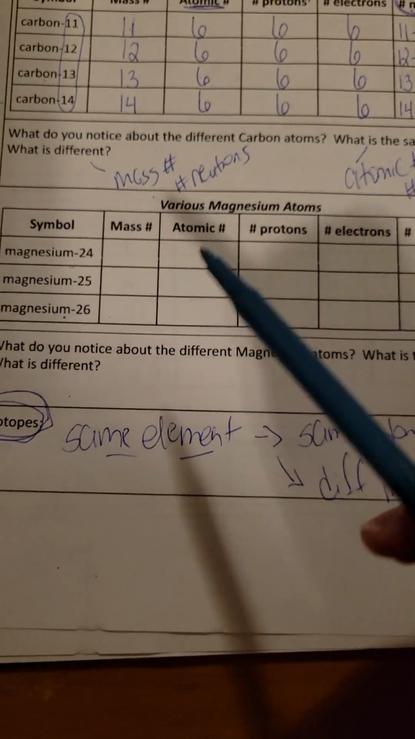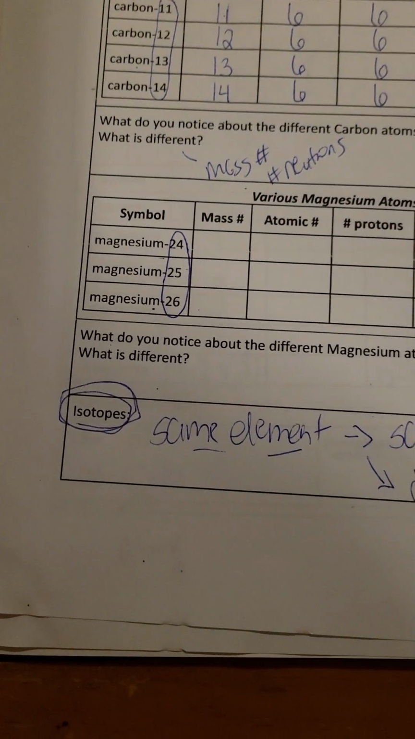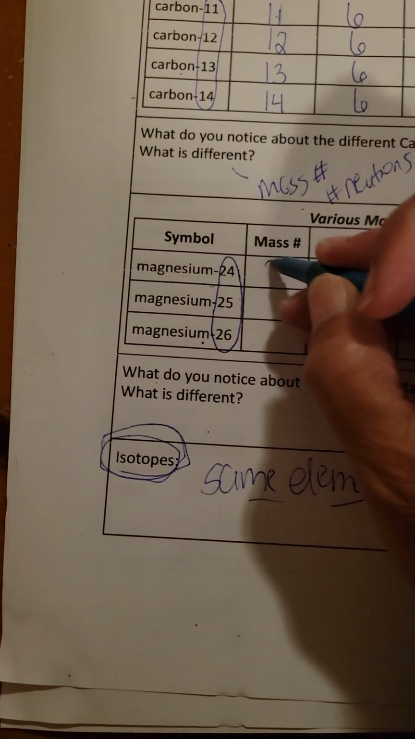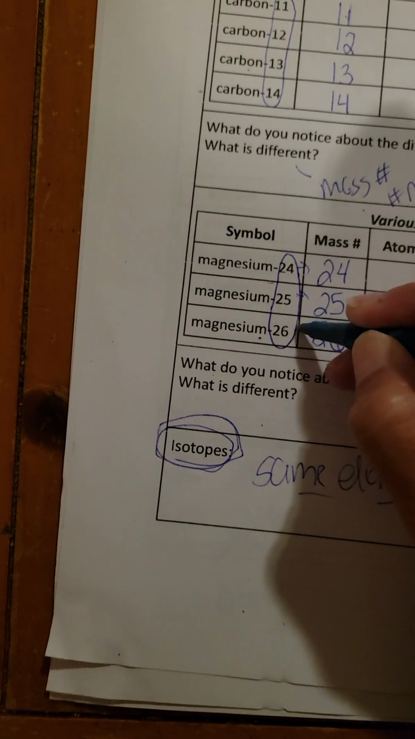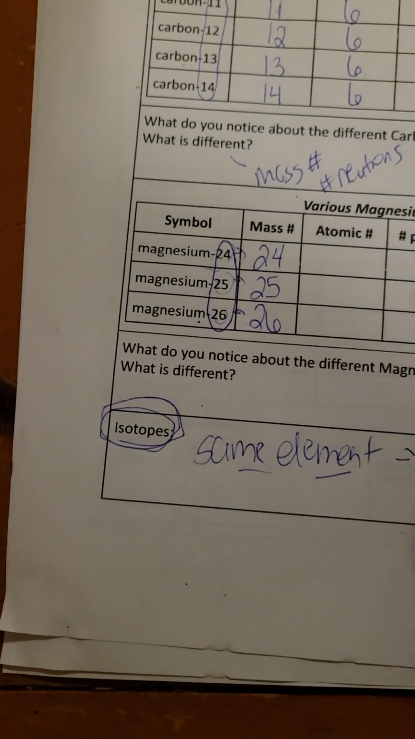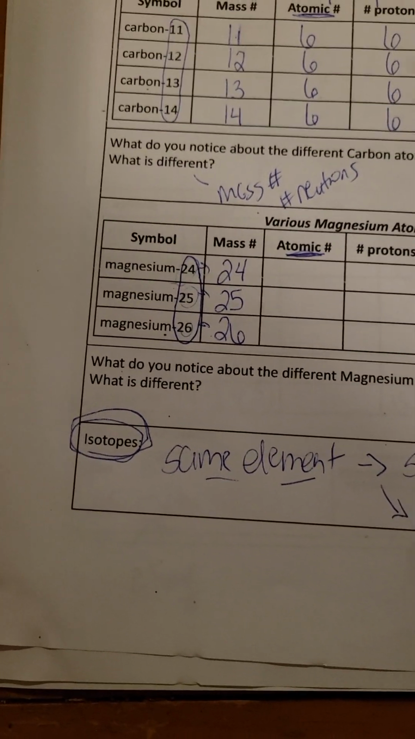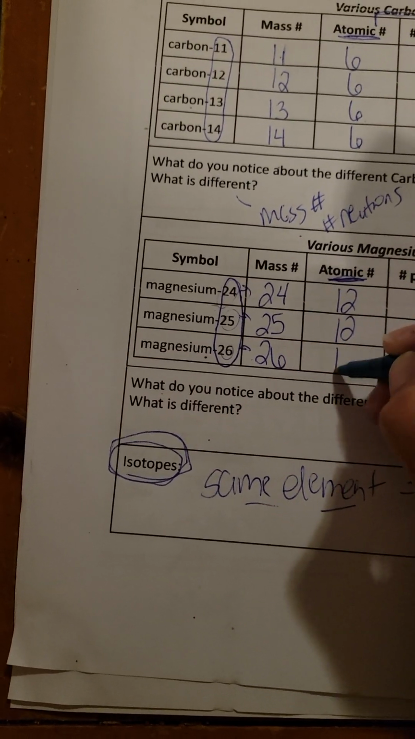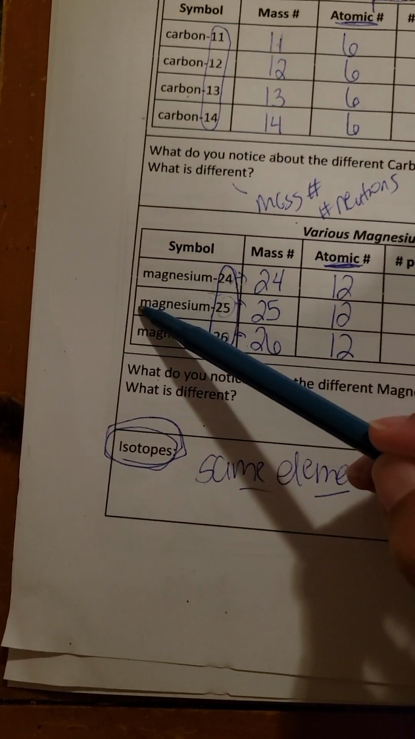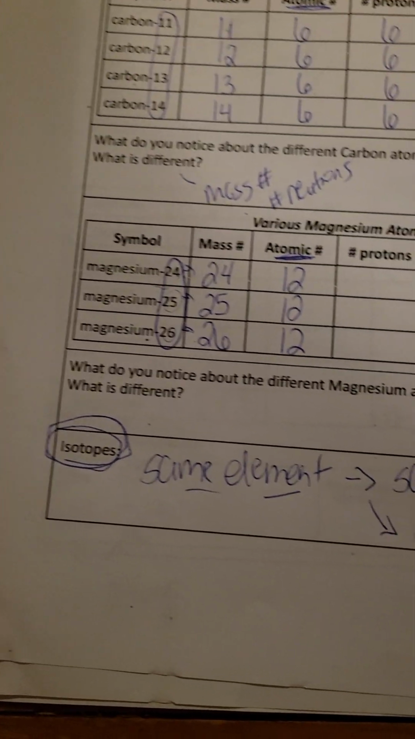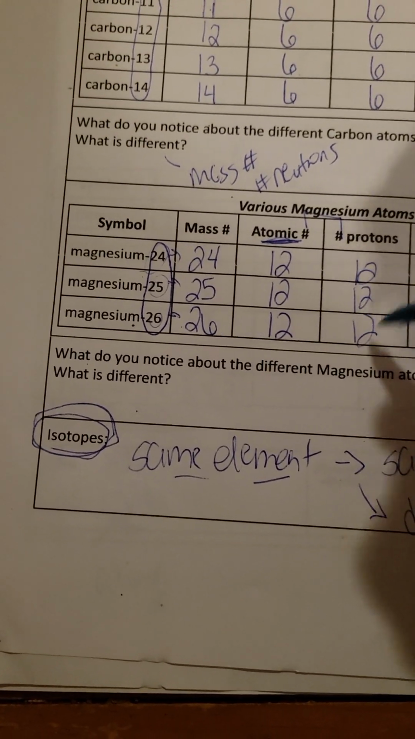All right, so let's look at magnesium. There are 3 different types of magnesium: magnesium 24, magnesium 25, and magnesium 26. The mass numbers are 24, 25, and 26. The atomic number has to be the same, otherwise it won't be magnesium. We look up magnesium on the table, and magnesium is number 12. They all have the same atomic number because they have to be the same element, but a different mass number. Atomic number and number of protons is the same, so 12 protons for each one of them.